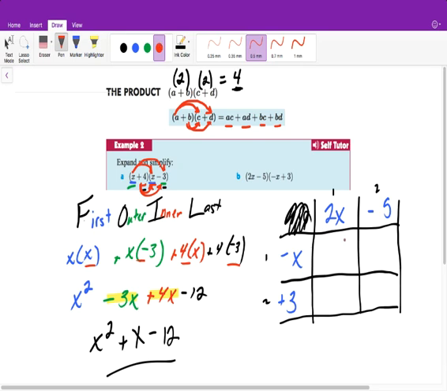So the way that we generate this space is by multiplying the 2 numbers that create it, and that's this 2x and this negative x. So 2x times negative x is negative 2x squared. So that's how we generate this space. Then we generate this one by doing the 2x times the number that's creating it, so 3, so that will then give us 6x. This one is minus 5 times minus x, so then it's plus 5x. And this last one is created by the negative 5 and a positive 3, so that's minus 15.